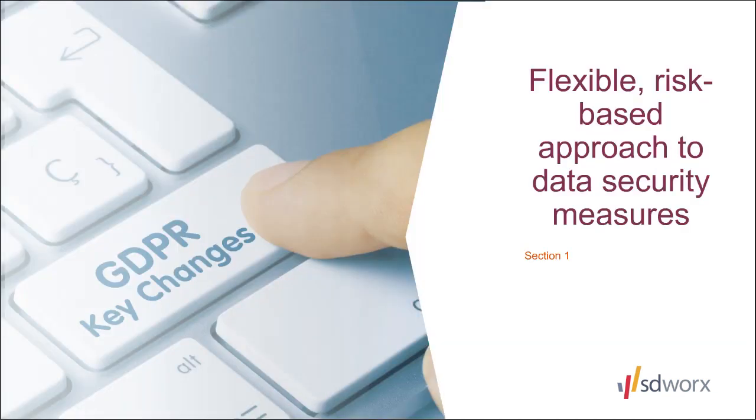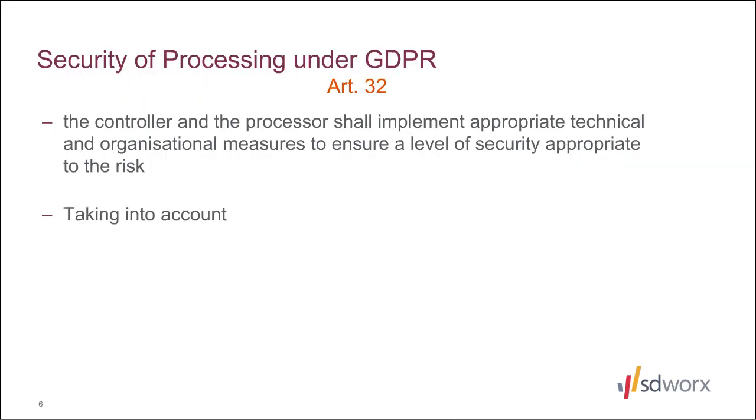Let's kick off. So first, a bit of introduction on what GDPR is saying on this level, and it's basically very flexible. The main provision here is Article 32, the security of the processing, and it basically says that the controller and processor shall implement appropriate technical and organizational measures to ensure a level of security appropriate to the risk. Now that's very generic and does give you little guidance.